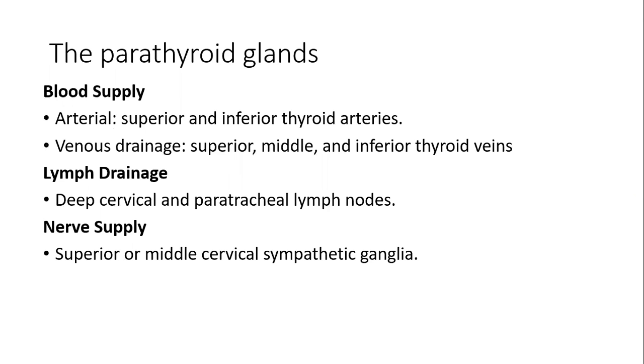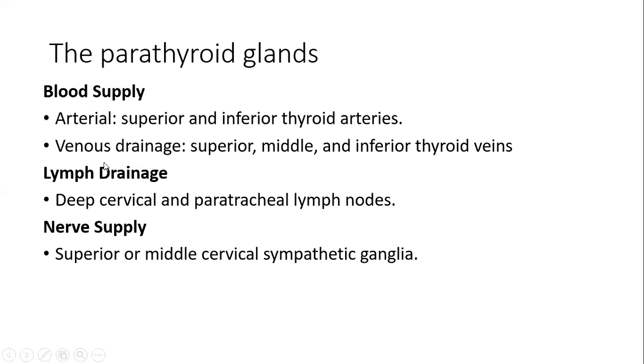Coming to the blood supply, nerve supply, and lymphatic drainage, they are the same as those of the thyroid gland, because it is closely related to the thyroid gland. So the arterial supply will be by the four arteries, the superior and inferior thyroid arteries on the right and left side, so it becomes four. Then venous drainage is by the superior, middle, and inferior thyroid veins, which becomes six on either side.